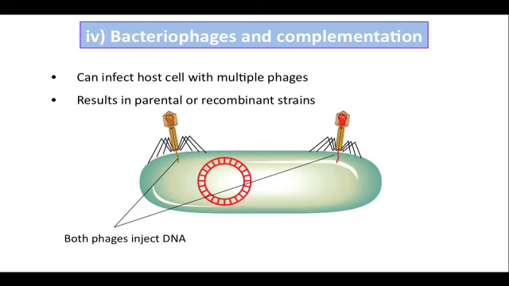The last thing I want to point out is that multiple bacteriophages can infect one bacterial cell at a time. And when they do that, you can actually have recombination between the phage DNA that gets injected in, and that can result in recombinant strains of phages. They can acquire new traits in this way themselves.